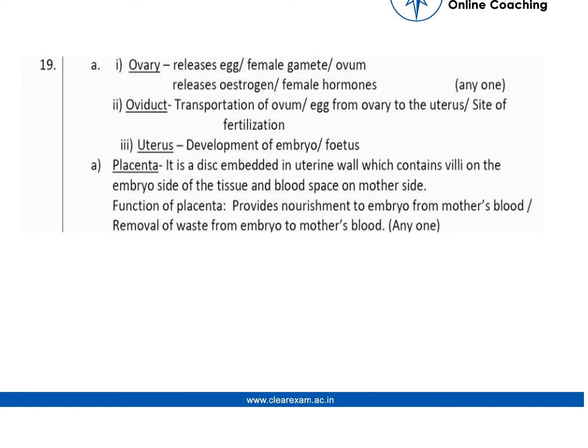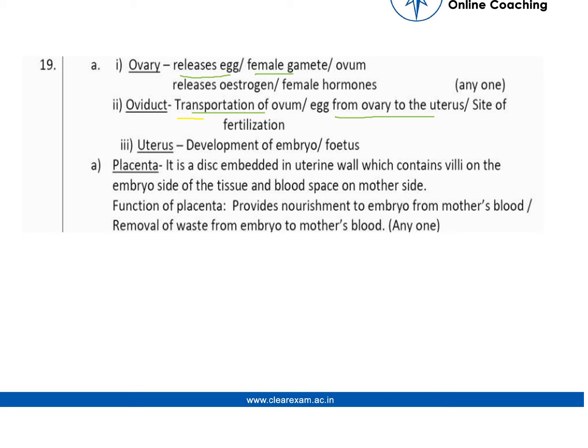The solution says that ovary, the function is to release egg, female gamete, ovum, and it releases estrogen and female hormones. So, in brief, write any one of these in one line or two lines. So, coming on to second, oviduct. The function is transportation of ovum, egg, from ovary to the uterus, and it is the site of fertilization. So, it is the basic path which it follows. So, it is used in transportation.